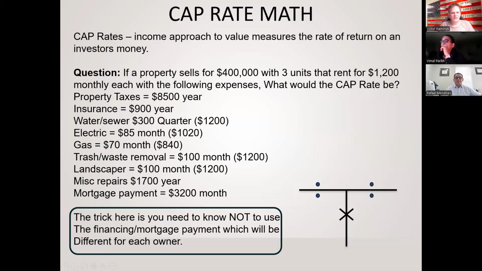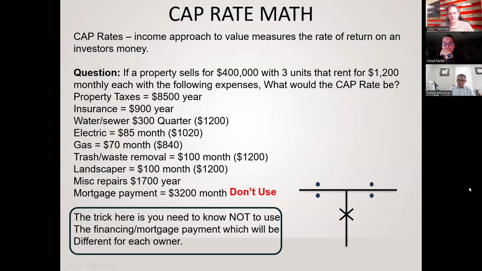So you got your property taxes, insurance, water, sewer, electric, gas, trash, waste removal, landscapers, miscellaneous repairs, mortgage payments. Well, we know the mortgage payments we don't use. That's a trick. That's why I put that in there. Don't use that.